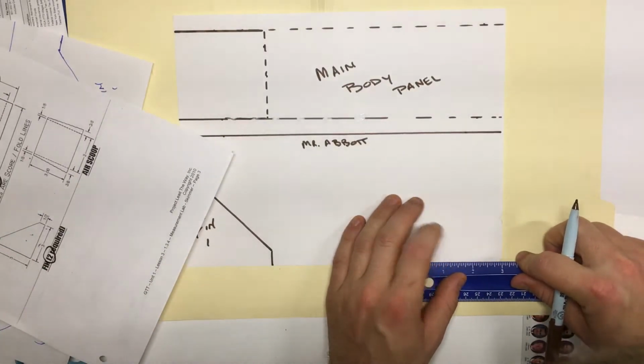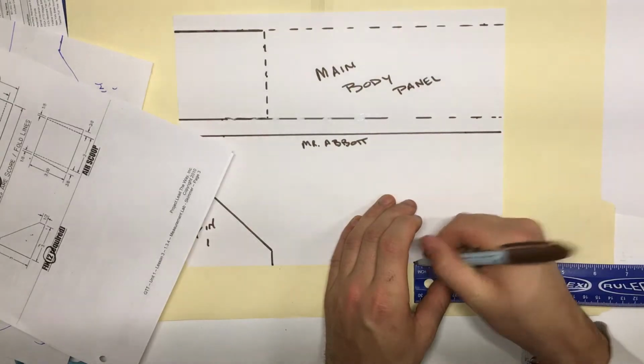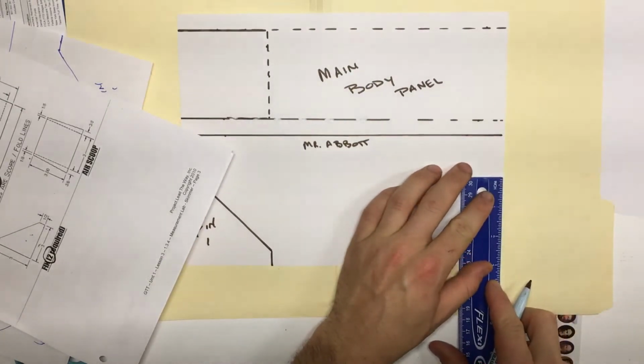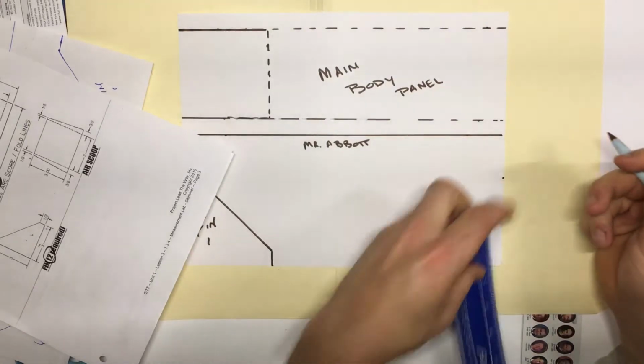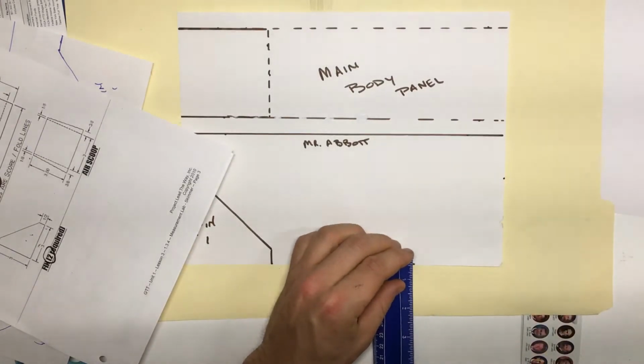Once again, I label my 3, make a mark. Do the same thing up here. Going to make a mark. I am then going to draw a 1/2 inch up from each of those.